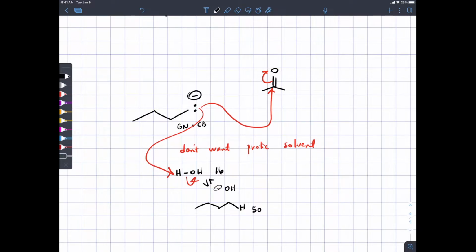In any case, you would be turning an expensive good nucleophile into a very cheap gas, butane, which could then light on fire. So as I said, from a practical point of view, this is important.